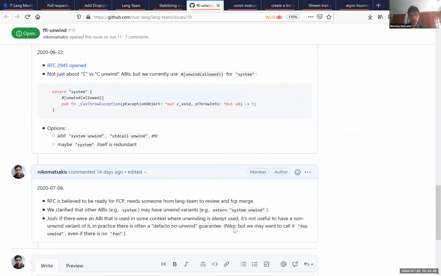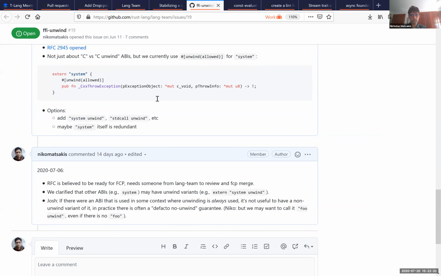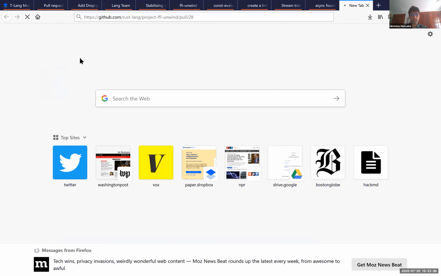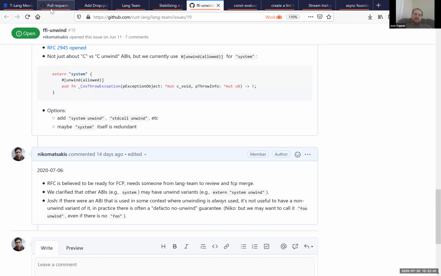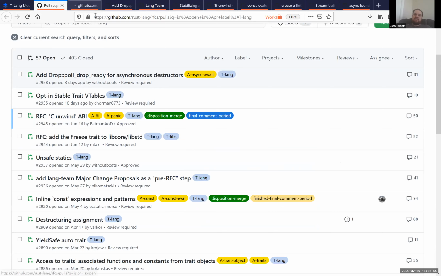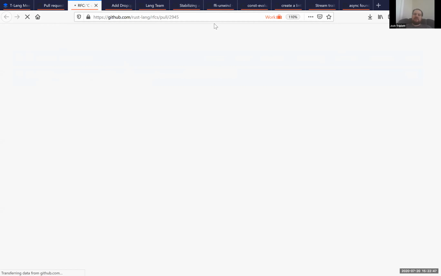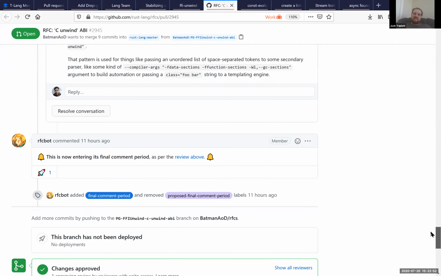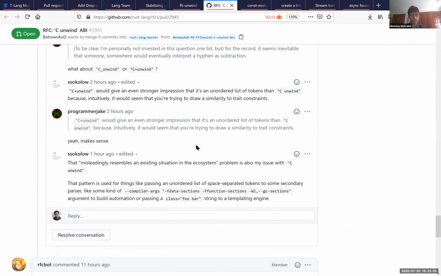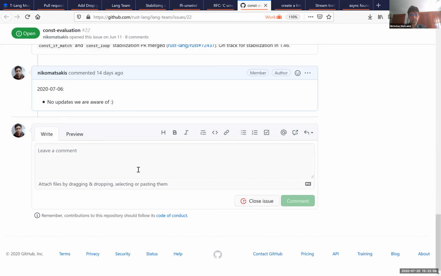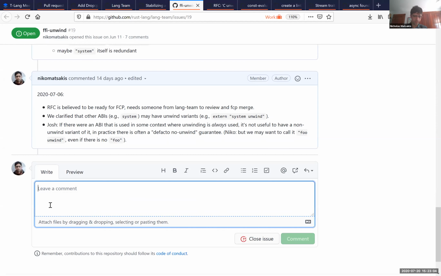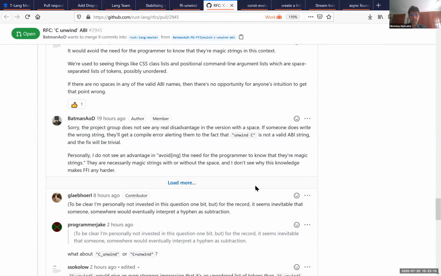FFI and unwind, we overlooked that. I think at this point we're basically just right. There is a little bit of bike shedding going on in terms of naming, like C unwind versus C dash unwind. It does not rise to the level that it's even worth talking about in this meeting. It's just literal bike shedding. Yeah, that's right. There's some bike shedding. I don't really have an opinion about it. I encourage people to go and give their opinion if they have one. Otherwise, the RFC is basically right.